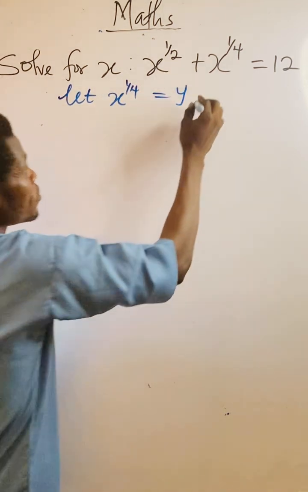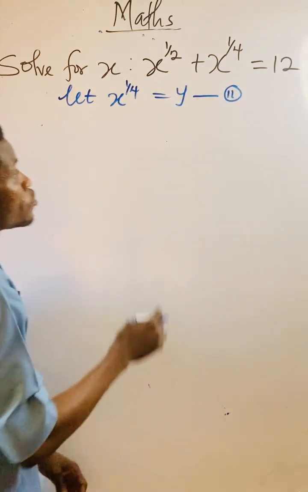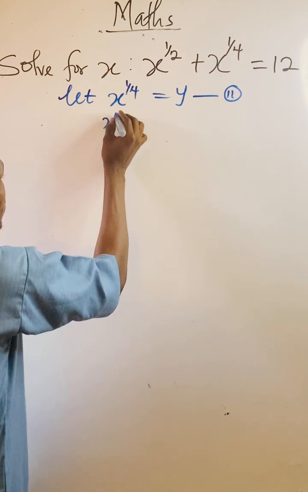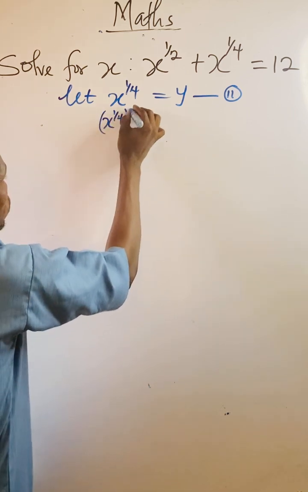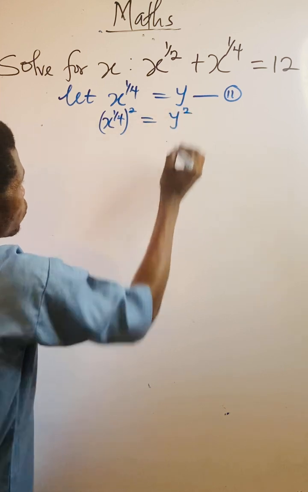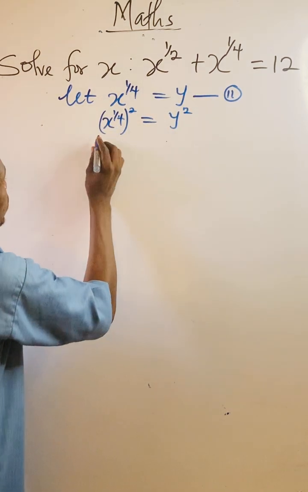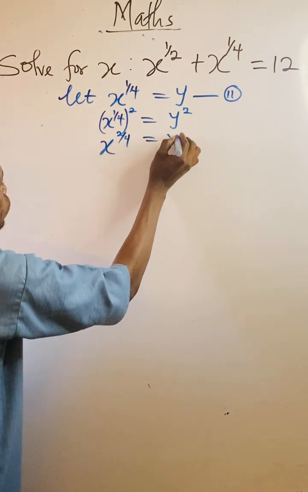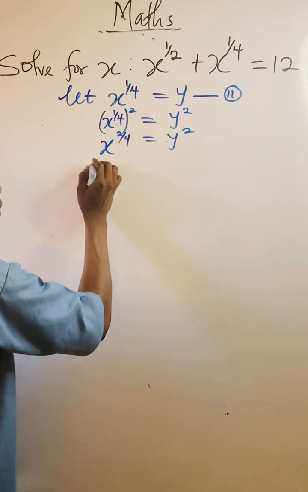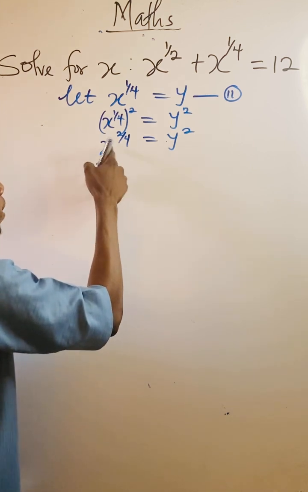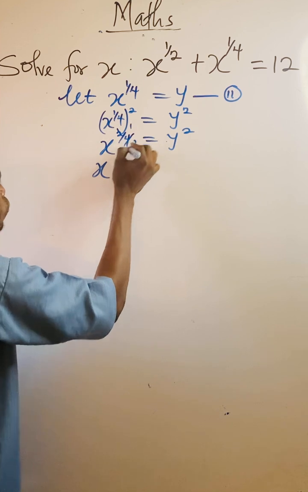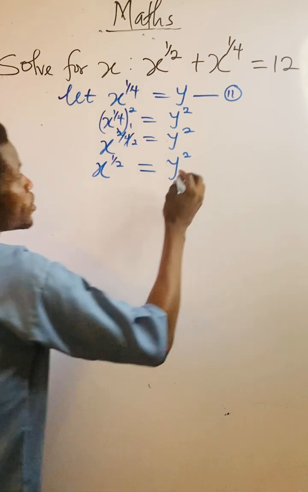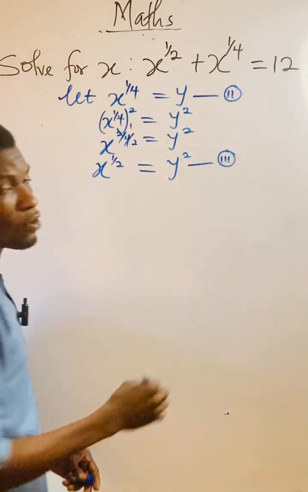Now let us call this equation 2. Let us square both sides. If we square both sides, we have x to the power of 1 over 4, all squared, equal to y squared. This gives x to the power of 2 over 4 equal to y squared, and therefore x to the power of 1 over 2 equal to y squared. Let us call this equation 3.